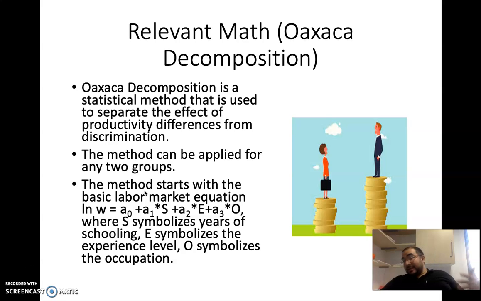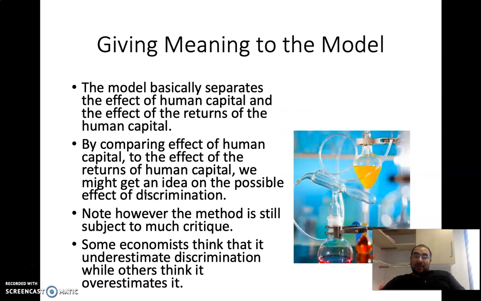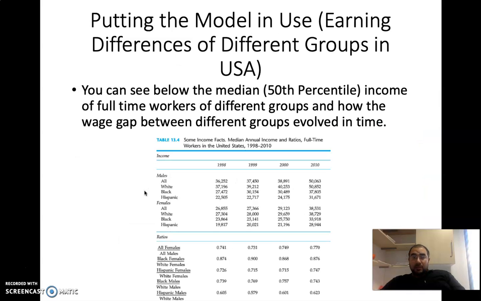You might get permission to not work for a day more easily, and as a result, the wage you get from hourly work might be smaller. So these unseen factors may make the discrimination measured by the Oaxaca decomposition too high. So those are the critiques, and these are some values.